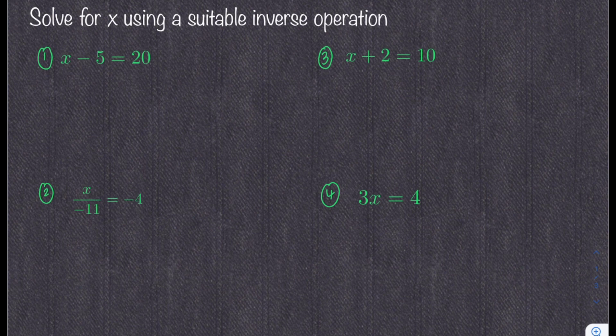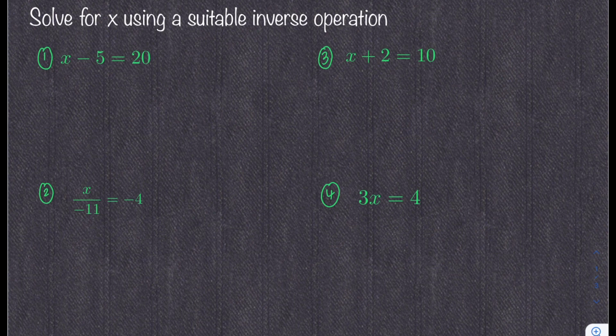Now let's have a look at the practice questions together. We are going to solve for x using a suitable inverse operation. Let's take a look at number 1. The equation is x minus 5 equals 20.